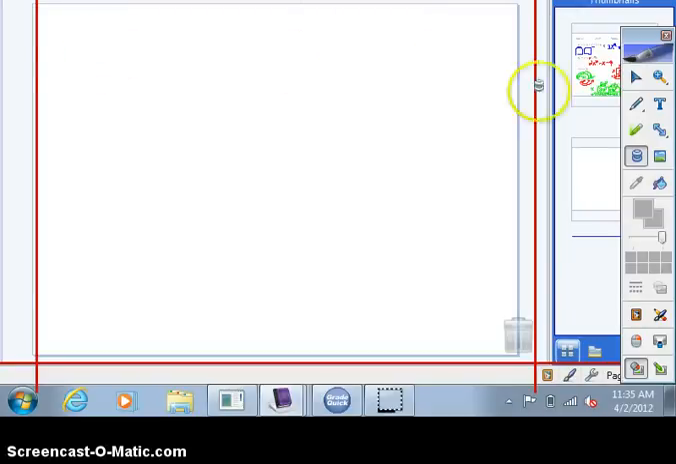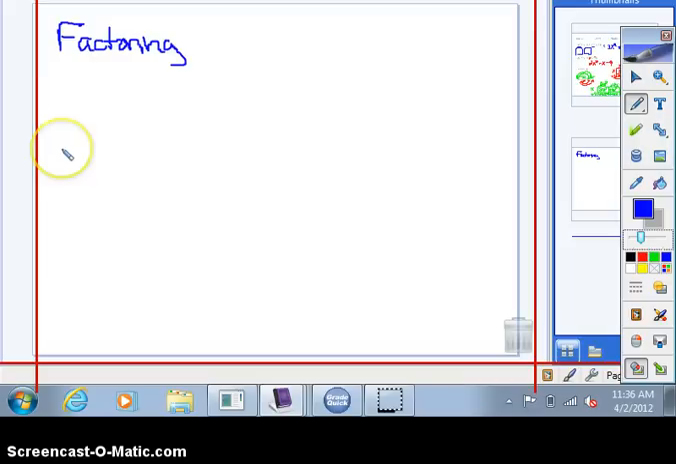Alright, so today we are going to discuss a new concept called factoring. So please write this down. You should have heard the word factoring before now. Prime factorization is something that you have definitely done. So, prime factorization.